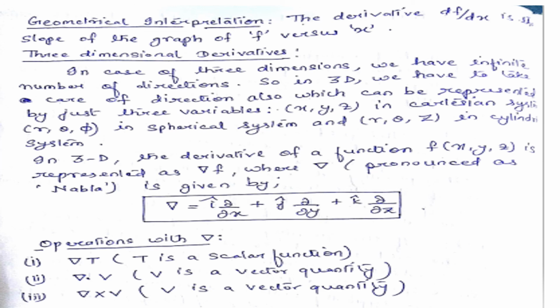Now this can be operated in three different ways. Simply delta into T, where I'm not writing any dot or cross, since those have a different meaning in physics. Here T is a scalar function, and this delta T is called the gradient of a scalar. Then delta dot V: when I write this dot with delta, V has to be a vector quantity. I cannot write delta dot T with a scalar quantity. And delta cross V, where V is also a vector quantity.